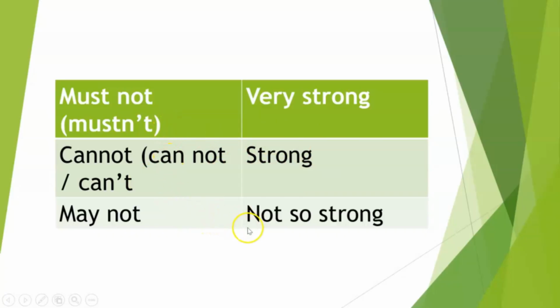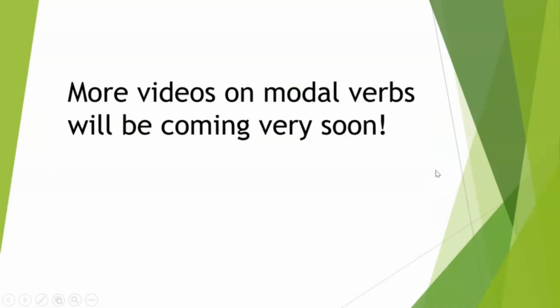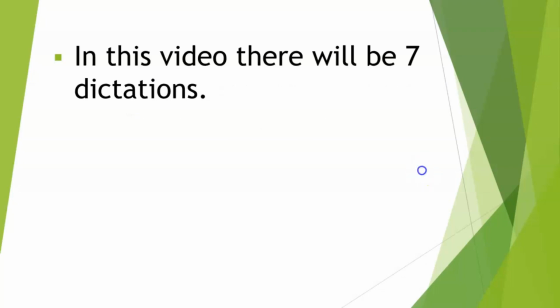And then the one that's not so strong is may not. So these are the three ways to say it. In today's video, we're going to focus on must not, cannot, and may not. And in a future video, we will be talking more about the slight differences between the three of these. More videos on modal verbs will be coming very soon.